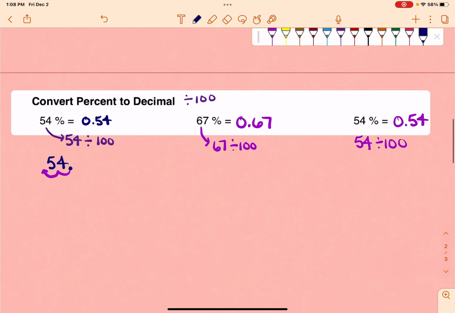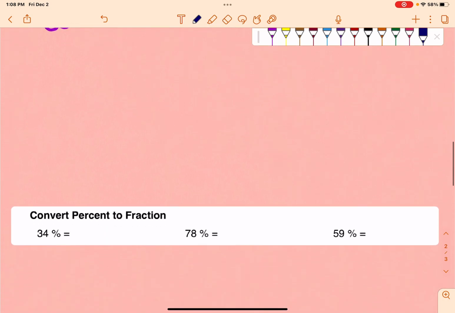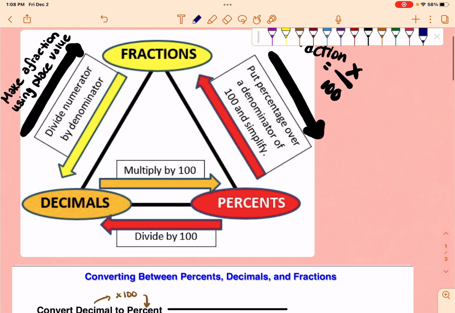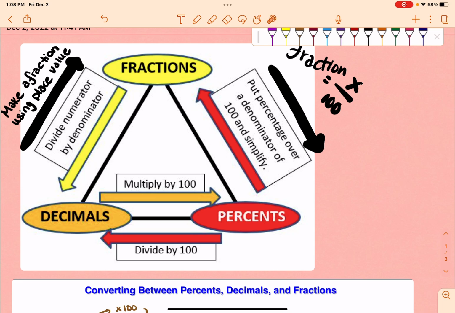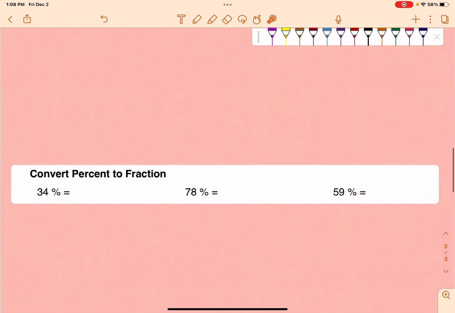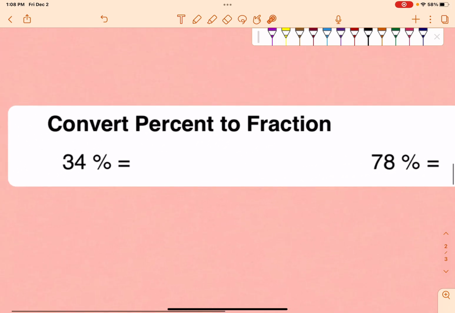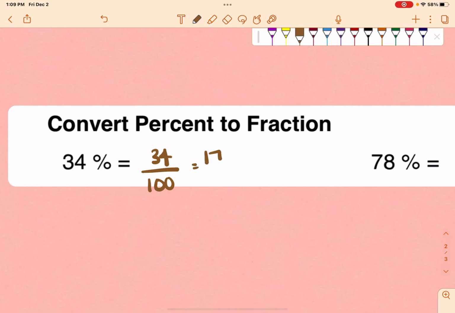Okay, so now let's take a look at percent to fraction. So if I want to go from percent to fraction, I'm going to put my percent over a denominator of 100, and I'm going to simplify. So this one I have 34%, so it's going to be 34, and I always put it over 100. And if I plug it in and reduce, I'm going to end up with 17 over 50.